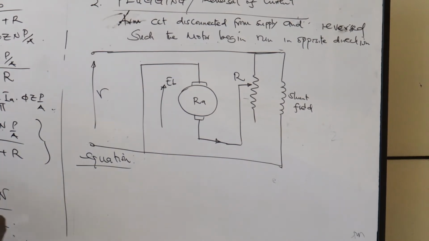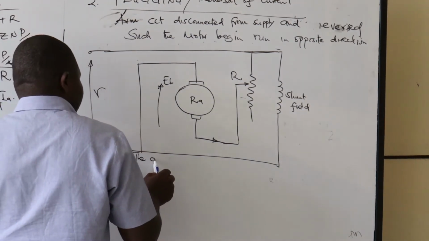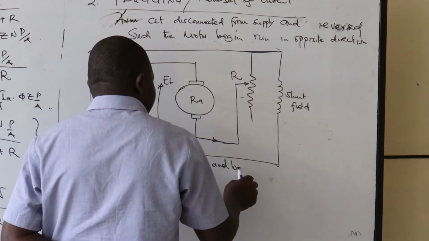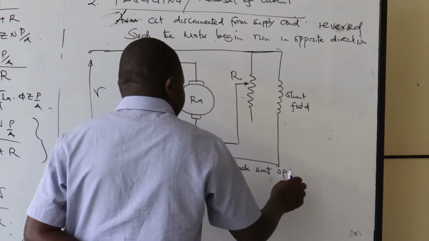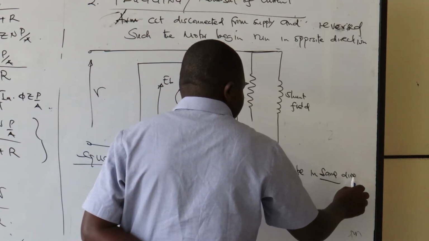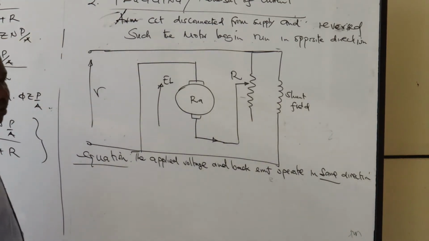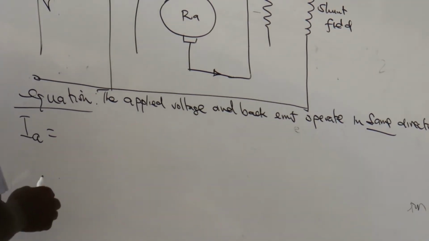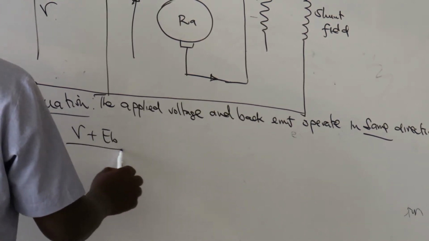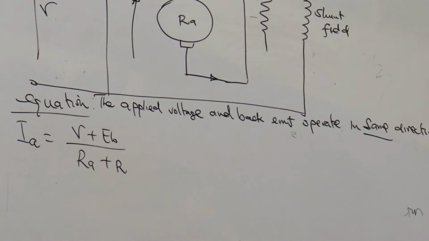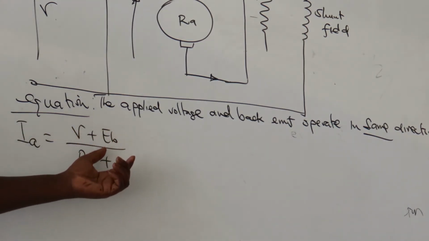point to note, due to this, the applied voltage and back EMF operate in the same direction. Due to this, the applied voltage and the back EMF will try to operate in the same what? Direction. And therefore, when we come here, we say the armature current IA is equal to V plus EB over RA plus R. Right? Because they are operating in the same direction, so we add the two, right?